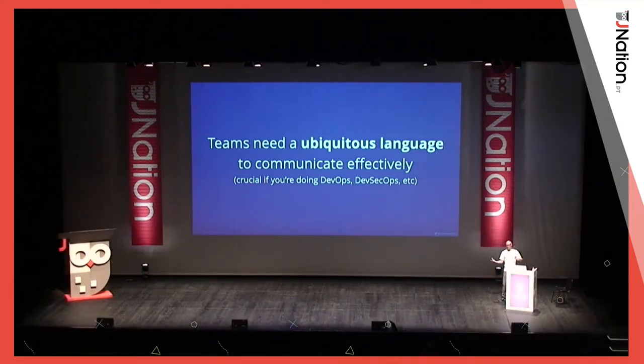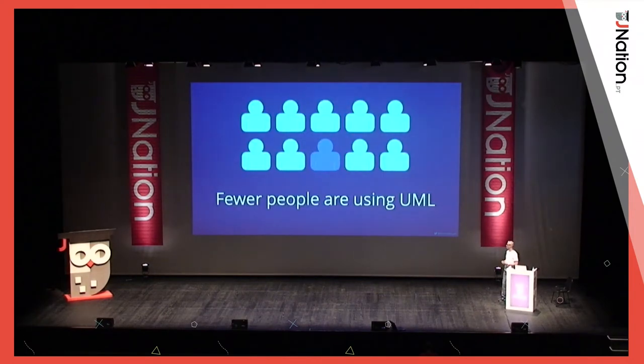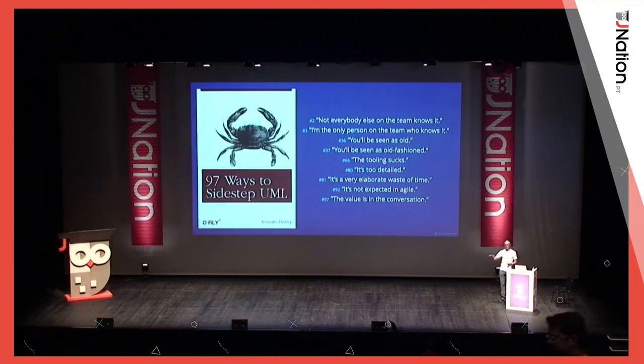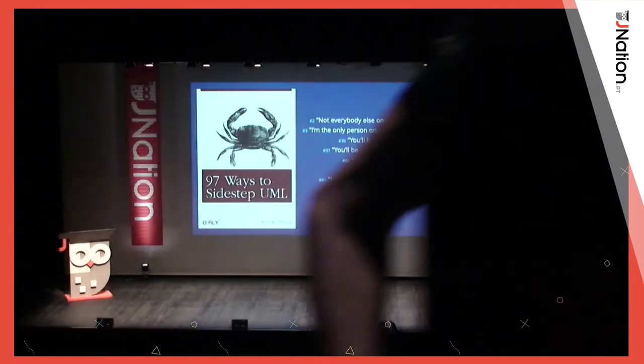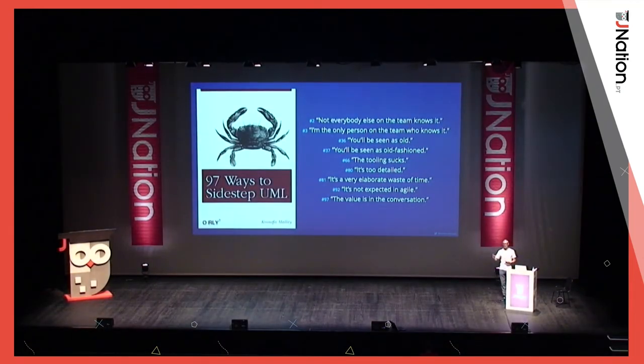UML gives us a ubiquitous language to describe our architectures, to draw diagrams, et cetera, but many people have stopped using UML. Why? I've heard all the reasons. Like all of these reasons, teams have literally given me as reasons they don't use UML. Some of these are good, some of these are not so good.